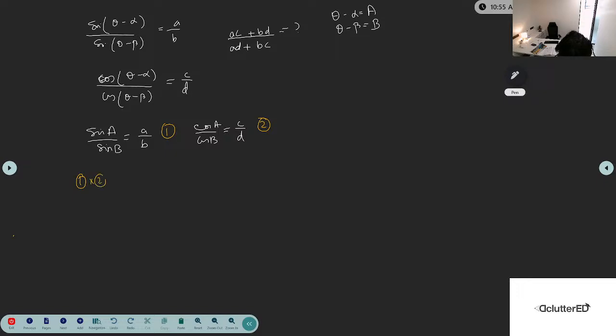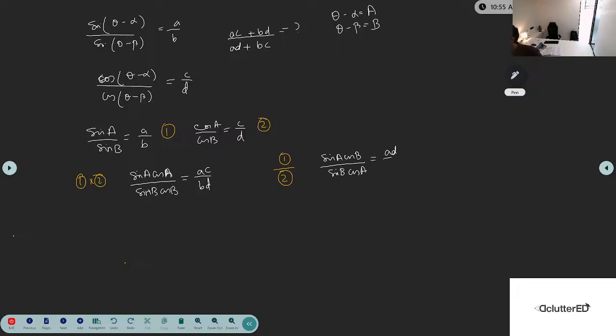So, when I do 1 into 2, I will have sin A cos A divided by sin B cos B is AC by BD, and when I do 1 divided by 2, I will have sin A cos B divided by sin B cos A is AD by BC. Perfect.